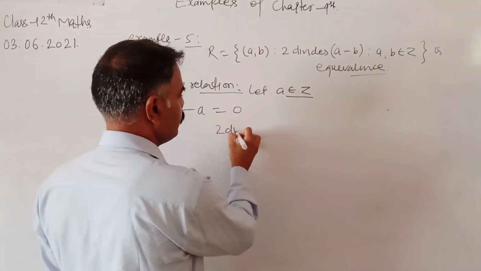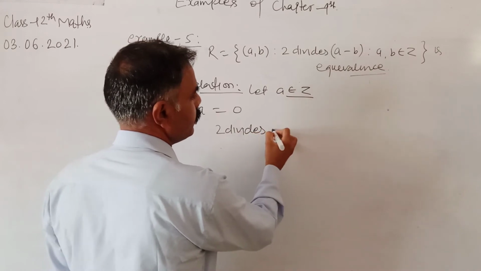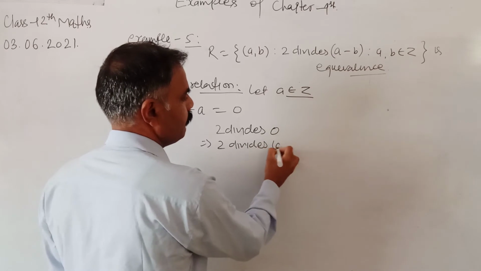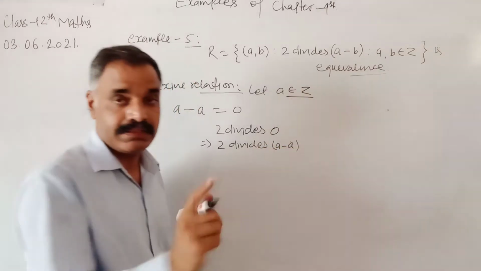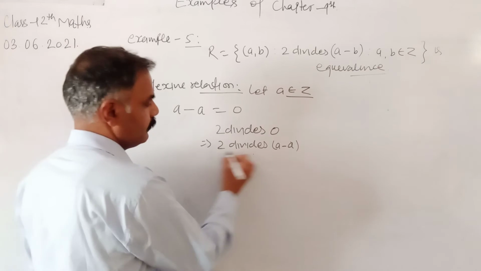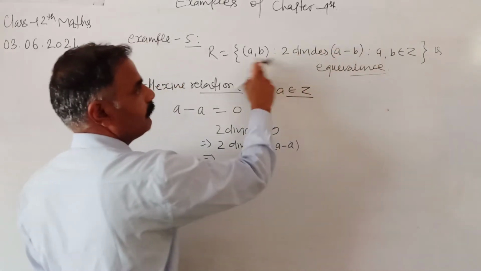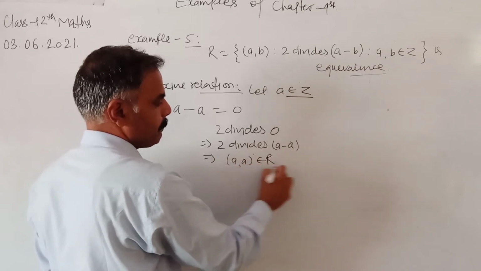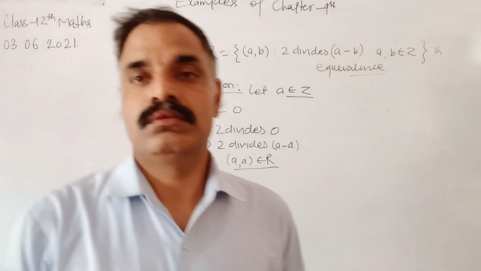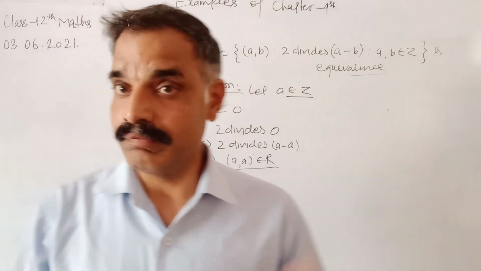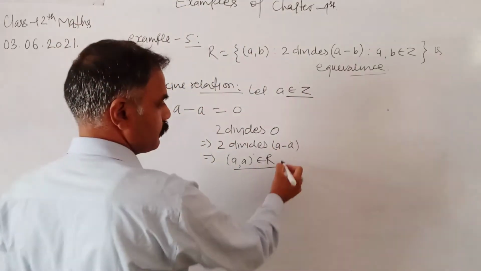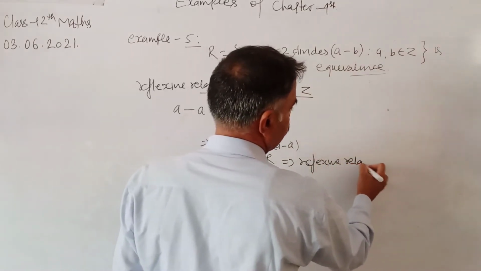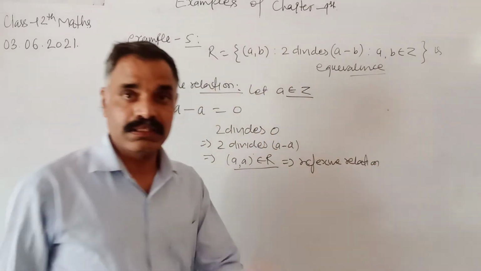2 divides 0 means 2 divides a minus a. It means 2 divides a minus b, (a,b) belongs to R. 2 divides a minus a, so (a,a) belongs to R. When (a,a) belongs to R, it means the relation is reflexive. So the conclusion is that the relation is reflexive.